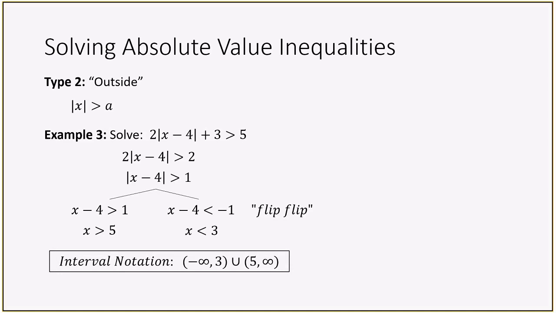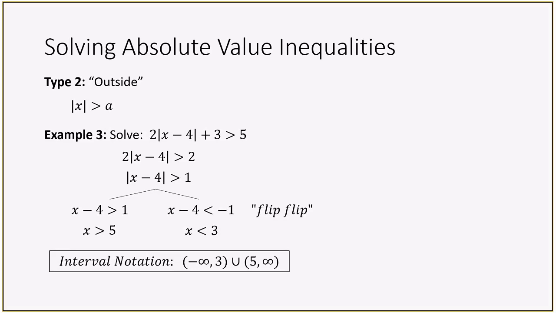I could draw a graph if I really wanted to, but what that breaks down to, as you may have guessed, it's outside. So it's all of the numbers less than 3, all of the numbers greater than 5, so it's everything that's not in between 3 and 5. So to write that in interval notation, I would write negative infinity up to 3, parentheses on 3 because it's just less than, union, parentheses 5, all the way up to infinity.